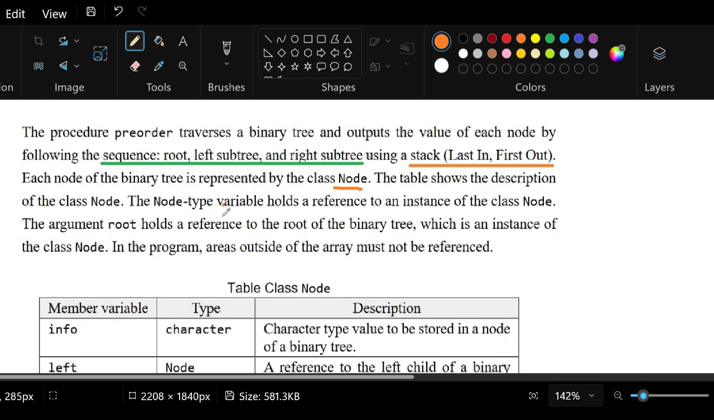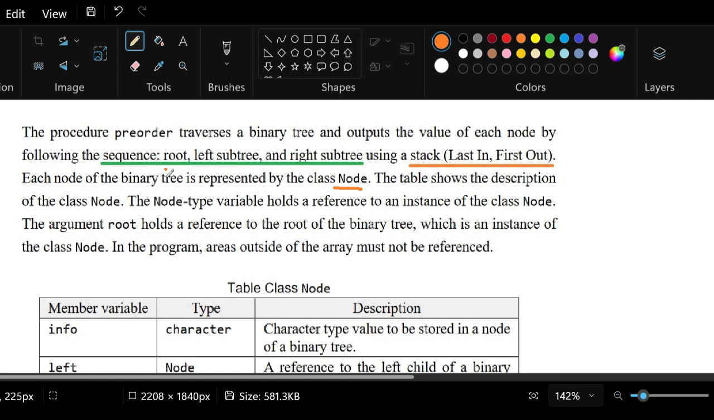and the next part says that the node type variable holds a reference to an instance of the class node. The argument root holds a reference to the root of the binary tree, which is an instance of the class node. In the program, areas outside of the array must not be referenced. Okay, I think we need to emphasize this row here.